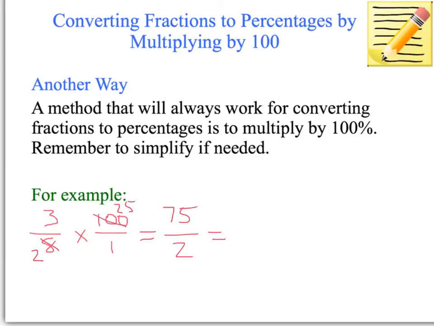And so then I need to divide 75 by 2. And I know that's 37 with 1 left over. So the answer is 37.5%.